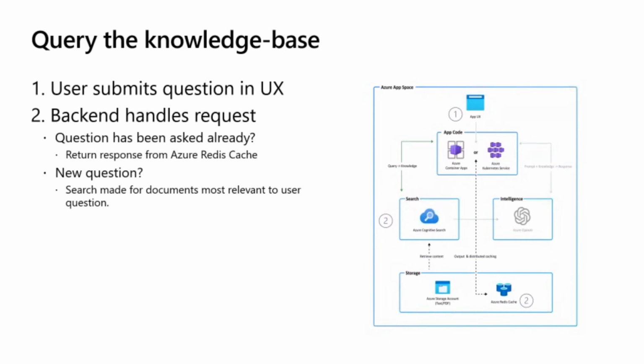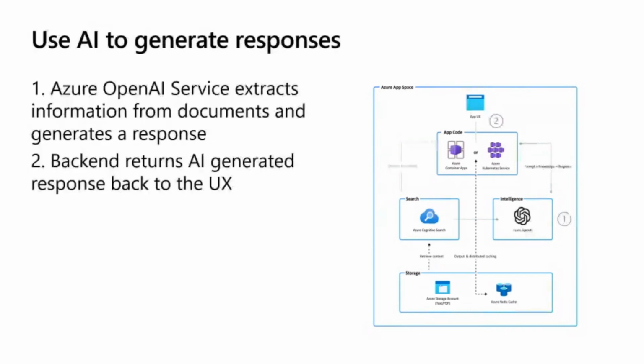Finally, once we retrieve the set of relevant documents that we want to use as context in the prompt that's sent to Azure OpenAI Service, Azure OpenAI Service then uses the information from those documents to generate a response. And once a response is generated, you then just send that back to the front end or to the UI. So with that, let's take a look at some code.